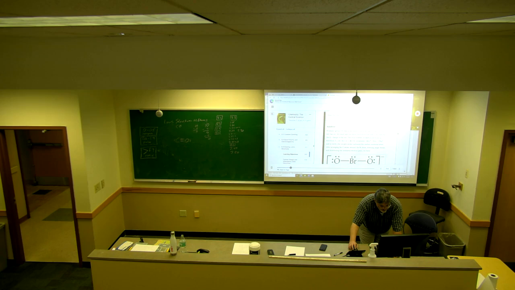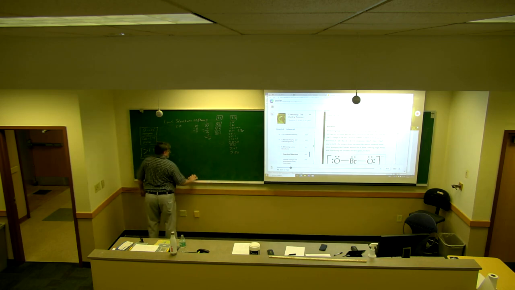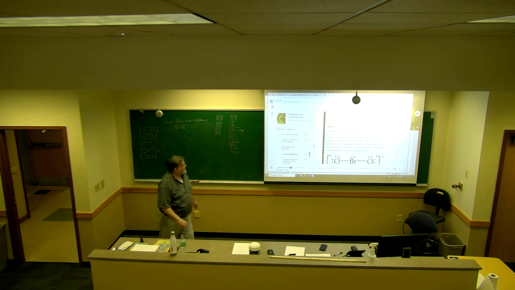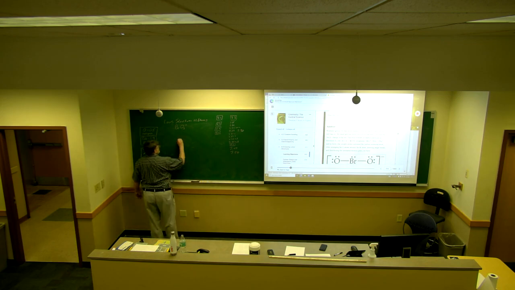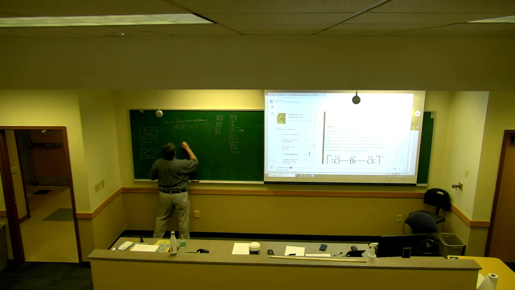All right. Let's do BrO3 negative. So there's one of our, what do you call it? Polyatomic ions. All right. Br will be the central atom. 6 valence electrons for oxygen, 7 for bromine. So 3 times 6 is 18, plus 7. Let me do this. Polarity out of the way.